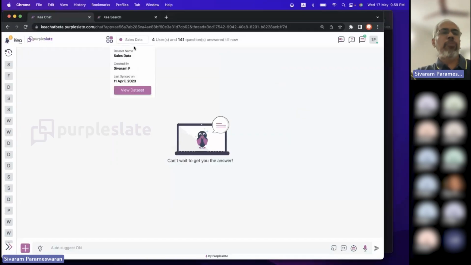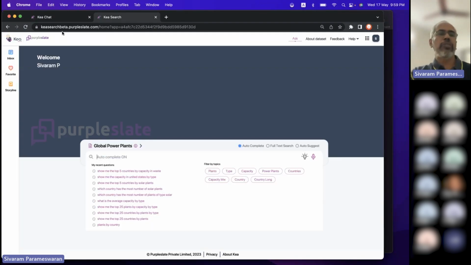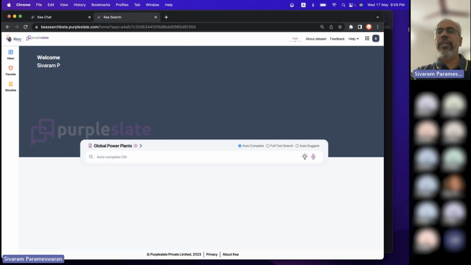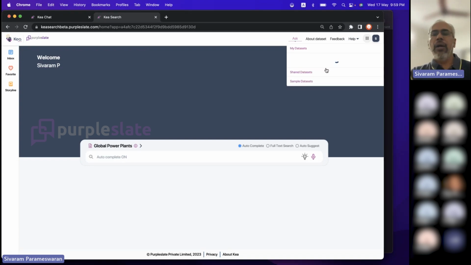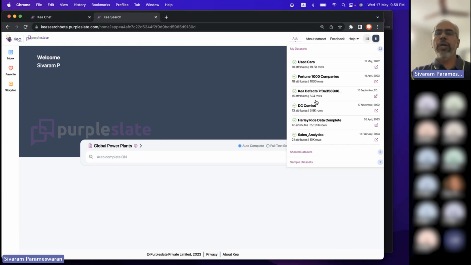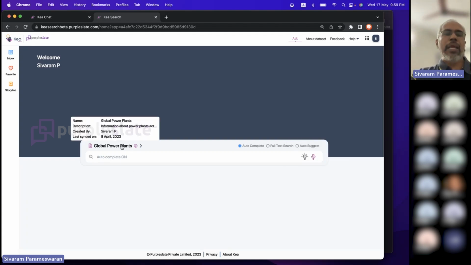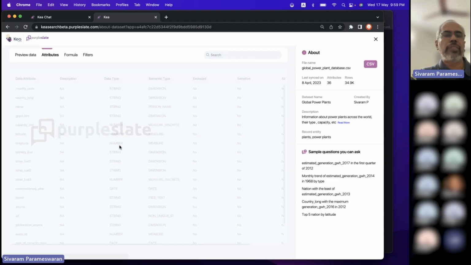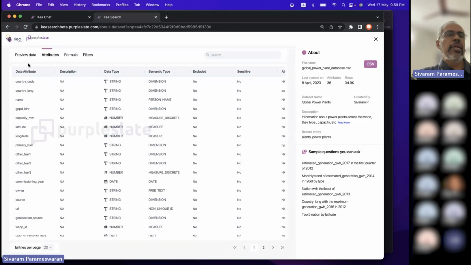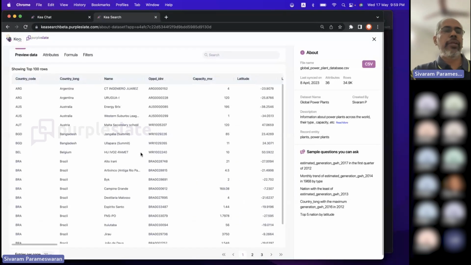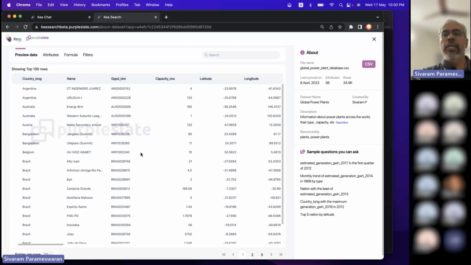Our platform is available in two ways. One is a simple search interface like this, and I can go and pick any of the quite a few data sets I have here. Say, for example, I have picked one. What does this data have? It has data on the different power plants across the world.